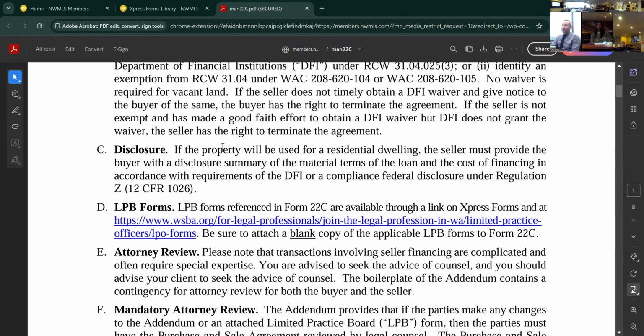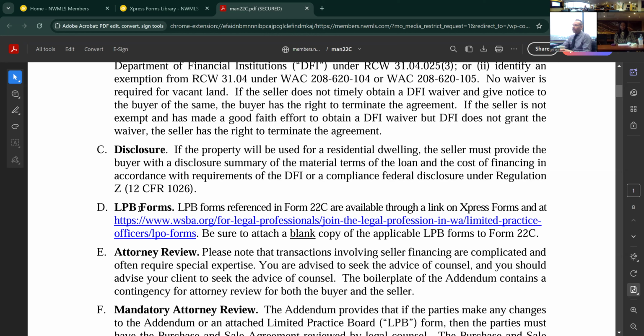All right. So C is disclosure. If the property will be used for a residential dwelling, the seller must provide the buyer with a disclosure summary of the material terms of the loan and the cost of financing in accordance with requirements of the DFI or a compliant federal disclosure under Regulation Z.